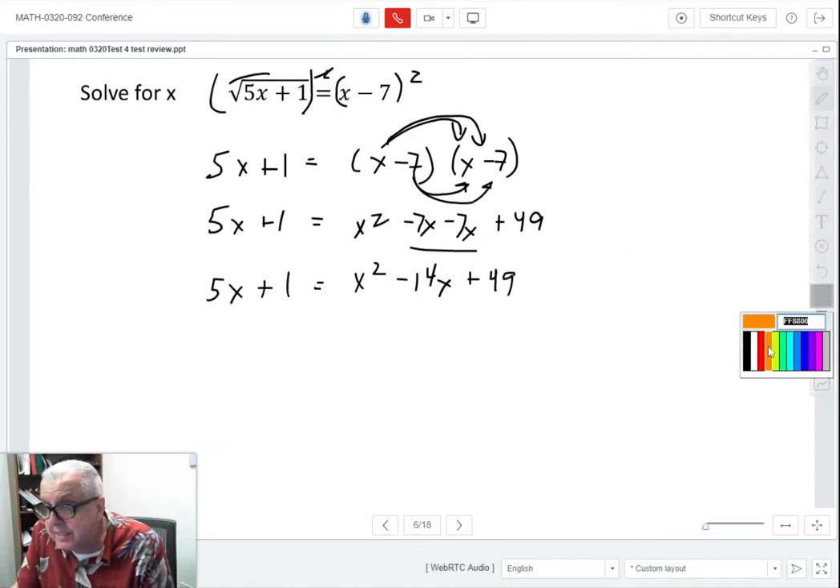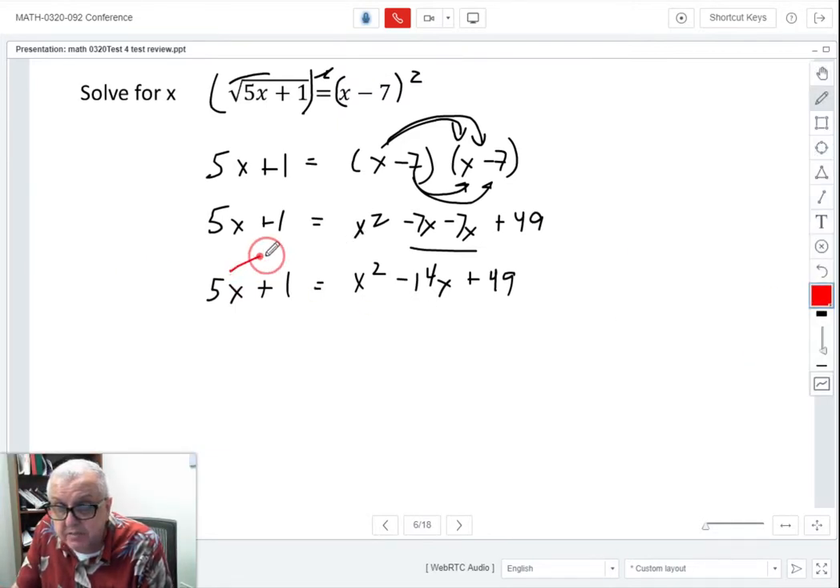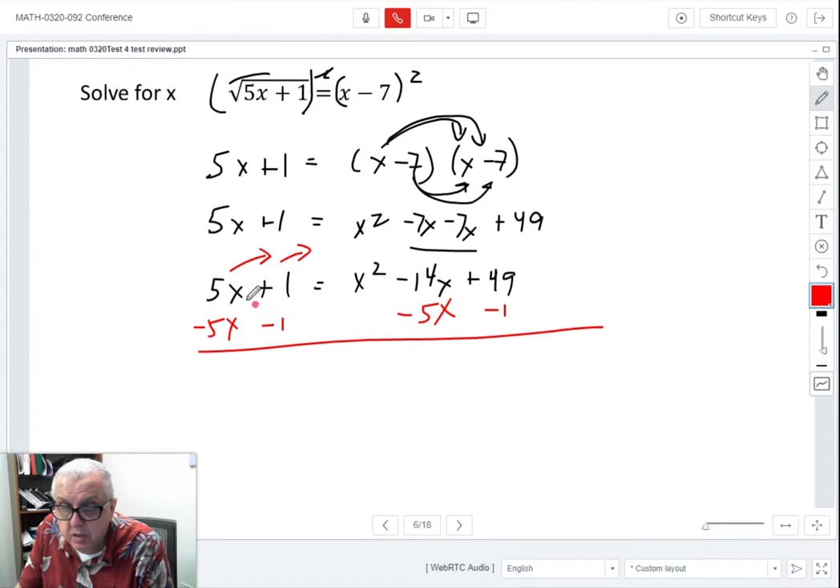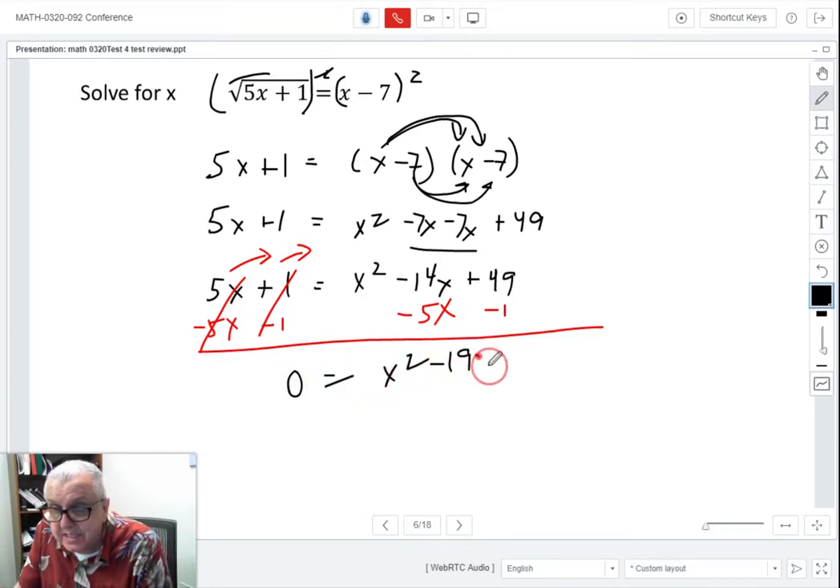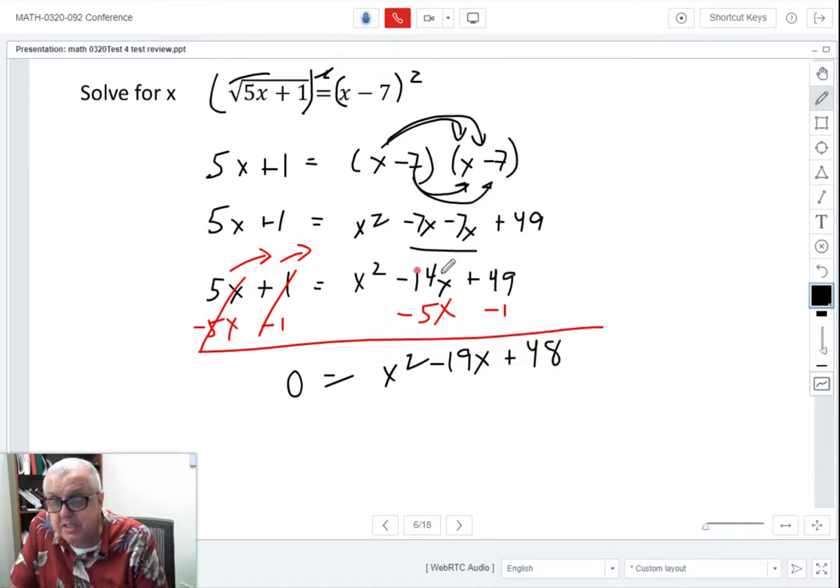When you're solving for x and you have an x squared, you need to take everything to one side and set it equal to 0. So I'm going to take the 5x to the other side by subtracting 5x. And I'm going to take the 1 to the other side by subtracting 1. I'm left with 0 equals x squared minus 19x plus 48. Negative 14 minus 5 is a negative 19x.